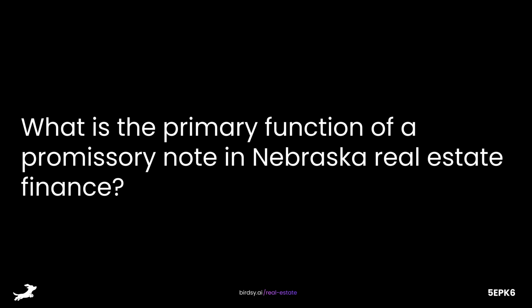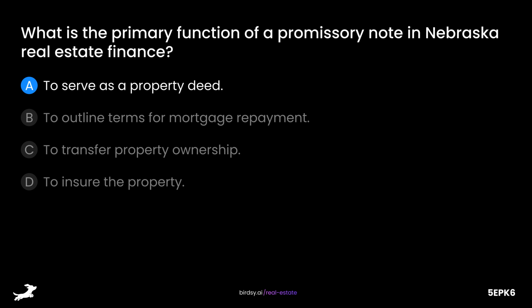What is the primary function of a promissory note in Nebraska real estate finance? Is it A, to serve as a property deed, B, to outline terms for mortgage repayment, C, to transfer property ownership, or D, to insure the property? The answer is B, to outline terms for mortgage repayment.